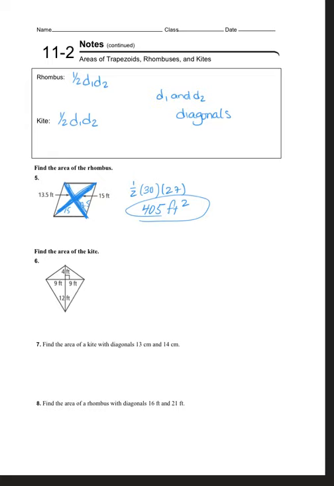Look at number 6. This one is the kite. So it's the same formula, 1/2 d1 d2. If I take one of the diagonals, let's do the one going left and right, 9 plus 9 is 18. And then I take the other one, 4 plus 12 is 16. Now I just have to multiply 18 times 16 and then divide by 2. We get 144 feet squared. Again, it's area. Make sure you label it squared.